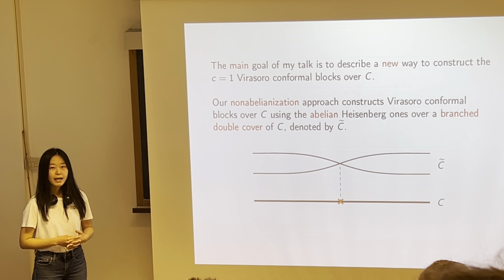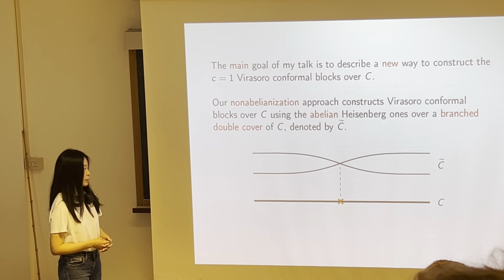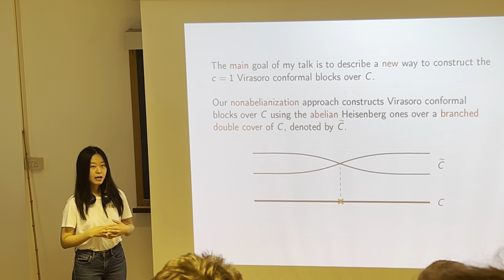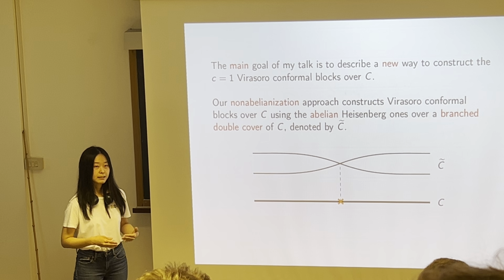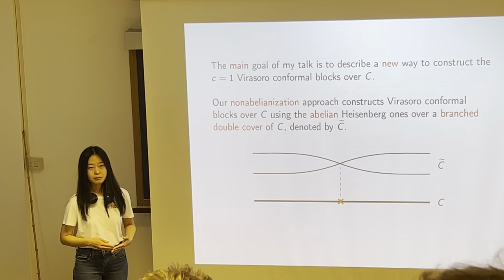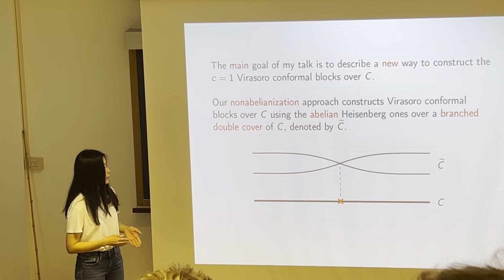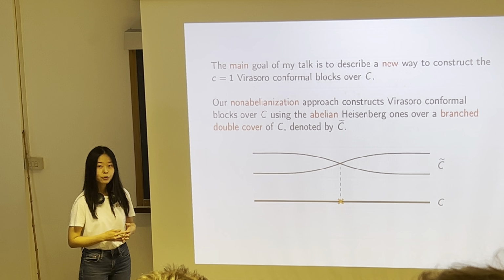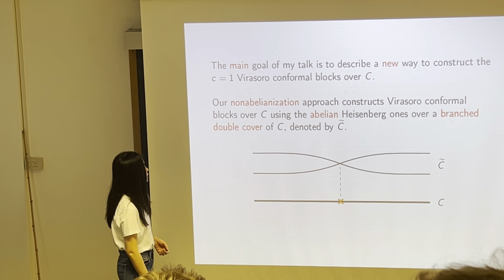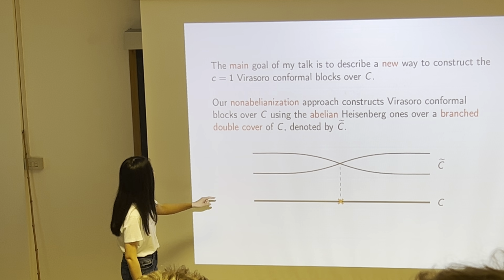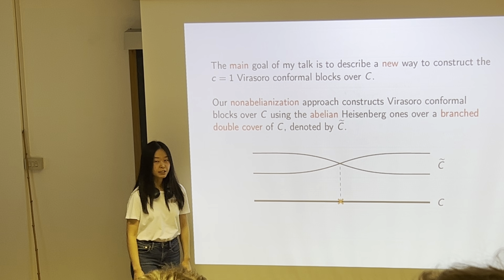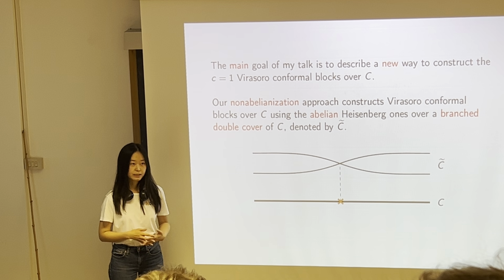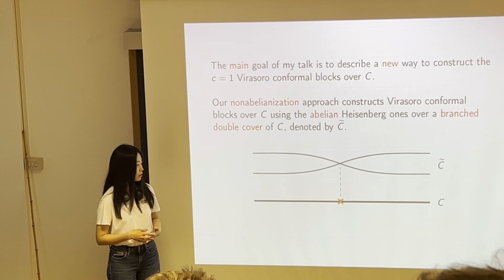Virasoro blocks. To be more specific, what we do is to construct a non-abelianization map to construct the Virasoro blocks at c equals 1 from the Heisenberg blocks, which we treat as some abelian objects. Here, we do need to give some requirements on the Riemann surfaces. We require that the Riemann surface for the Heisenberg side should be a branched double cover of the Riemann surface we want to use for the Virasoro blocks.